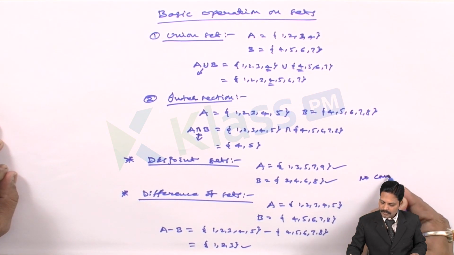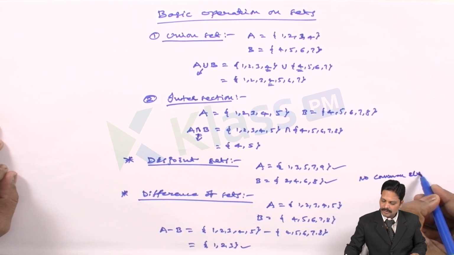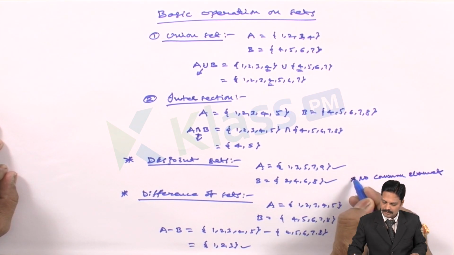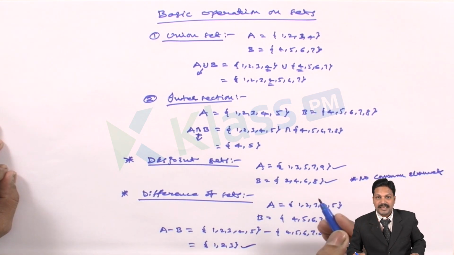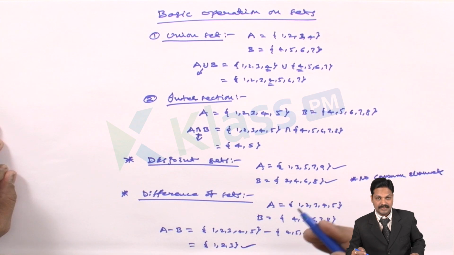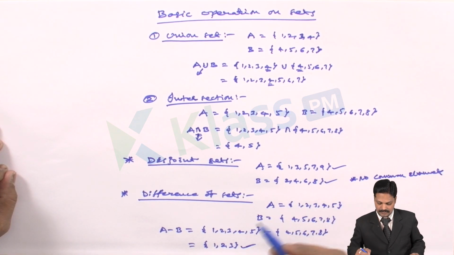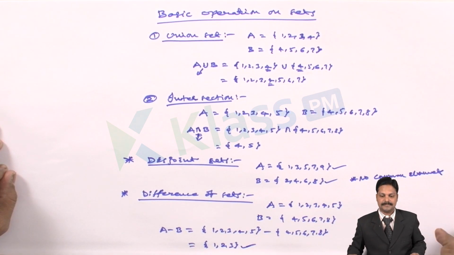No common elements here. Here we are removing some elements we are having in the next set, or the B set. That is the difference we are taking.